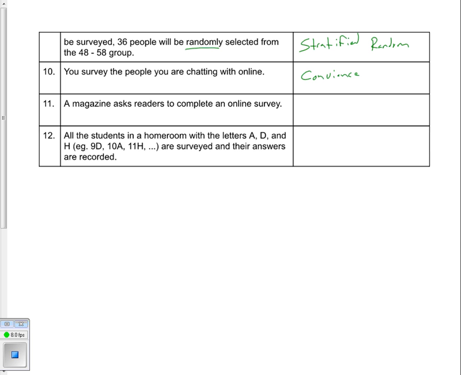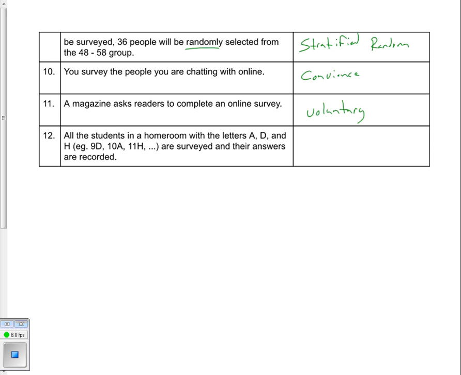Okay, number 11 says a magazine asks readers to complete an online survey. Okay, again, no one's making them complete this online survey, and it's totally up to the individual's choice whether they complete it accurately or not. So this is actually voluntary. Okay, pretty much all online surveys are voluntary.